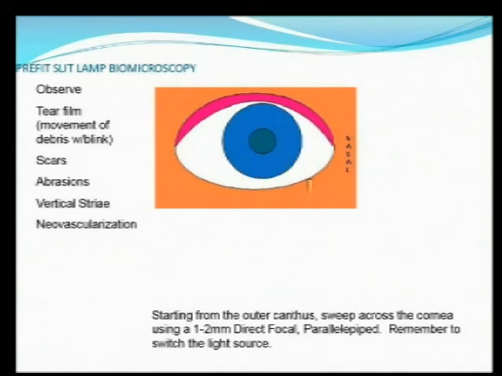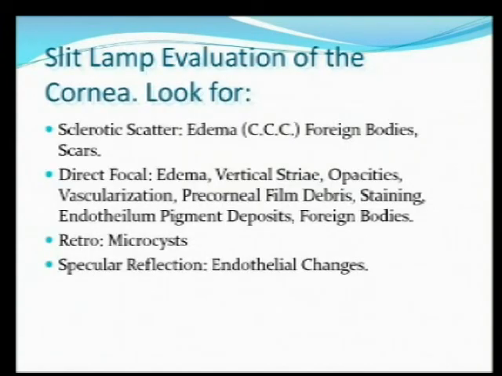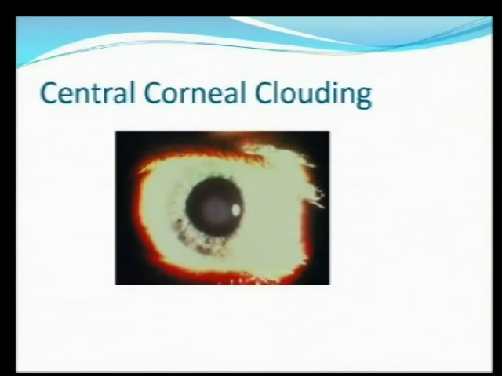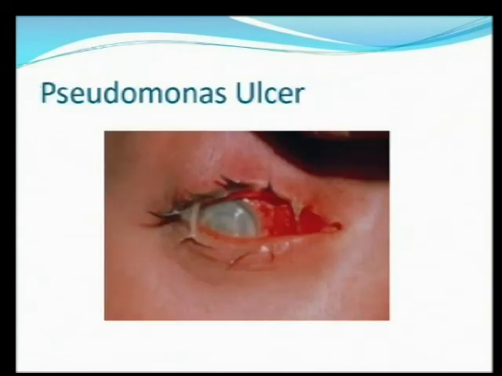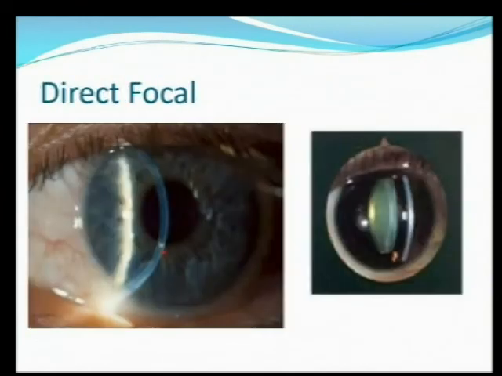And what we're looking for is we can observe the tear film, how much debris is in it, how clean does it look, is there any scars, if there's fluorescein in there, any abrasions, if it's a soft lens patient, maybe we're looking for vertical stria for edema, any signs of neovascularization. Again, central corneal clouding, yeah, we don't want to see that.